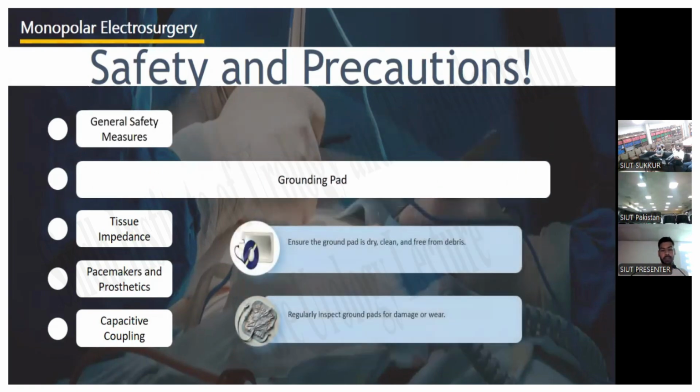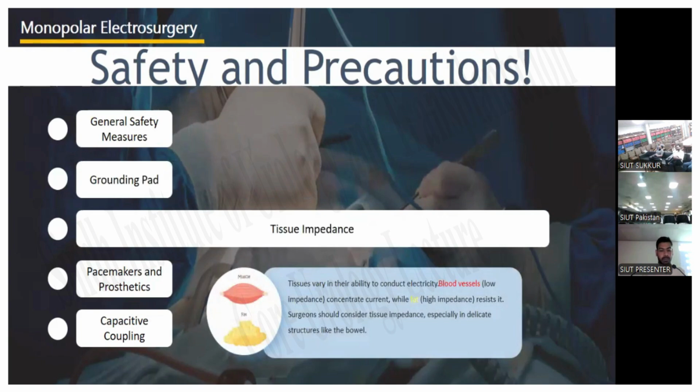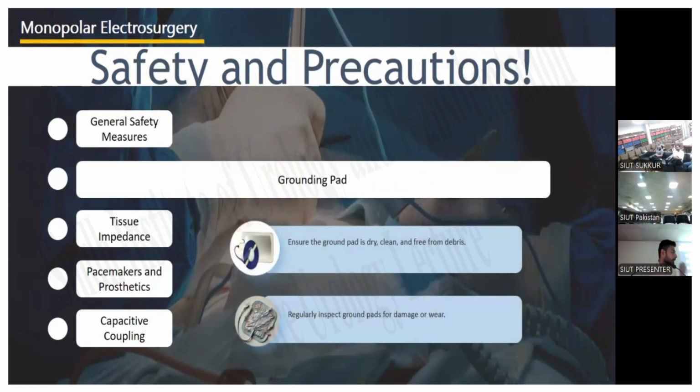Grounding pad safety is very important in monopolar electrosurgery because it should be kept clean, dry and free from debris, and it should be checked if it is working properly and there is no damage or wear in the grounding pad. Basically, initially the grounding pads were of metallic nature, and a gel used to be placed, and then the conduction of the current used to take place from that. But the basic problem was the gel: whenever it evaporated or got less during long procedures or long surgeries, the current passing through that grounding pad used to damage the tissues from there. But now the grounding pads have been changed.